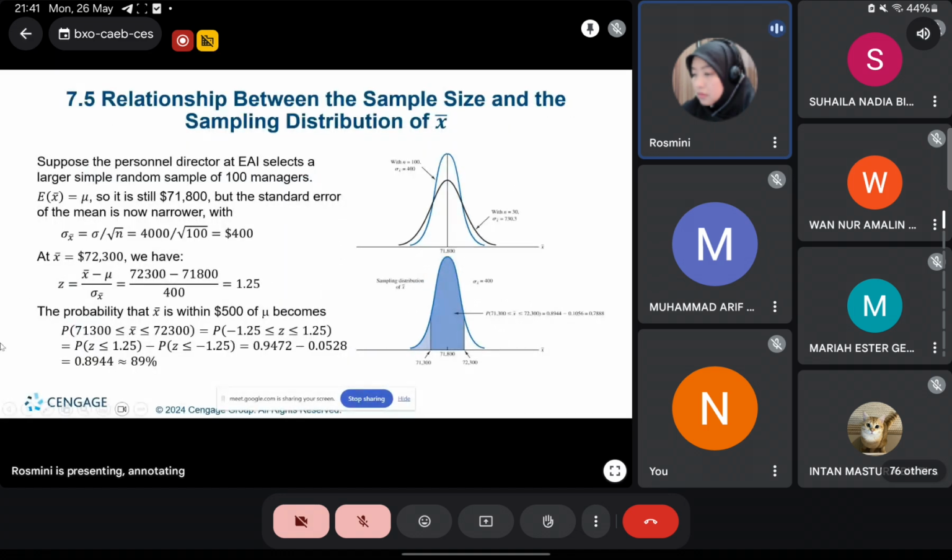So you have 0.9472. Did I look wrong just now? Okay, never mind. I think I took the wrong column. So the answer is 89%.